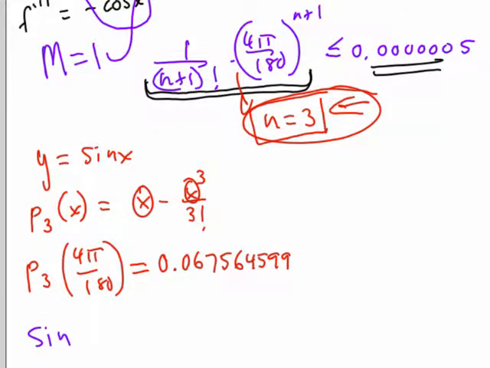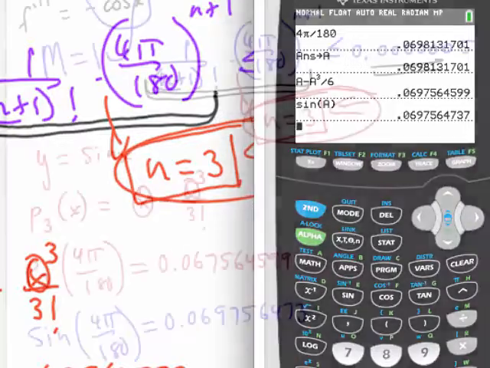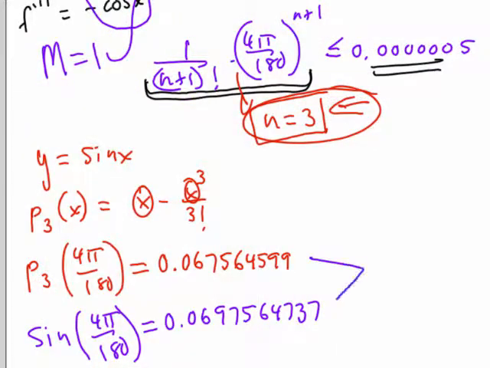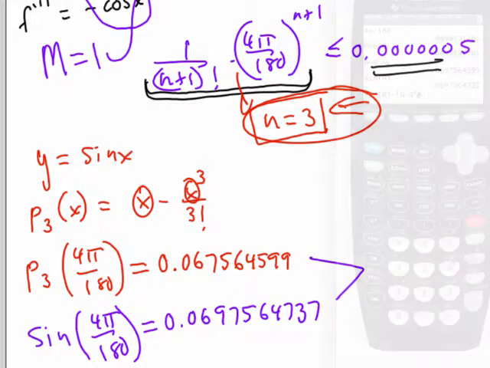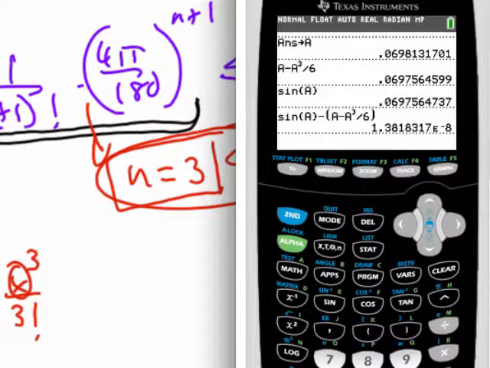The actual value of sine 4 degrees, or at least as close as the calculator can get, since this is an irrational value, is that. And the difference between these two should be accurate to 5 decimal places. The actual minus the estimate, definitely within 5 decimal places of accuracy.